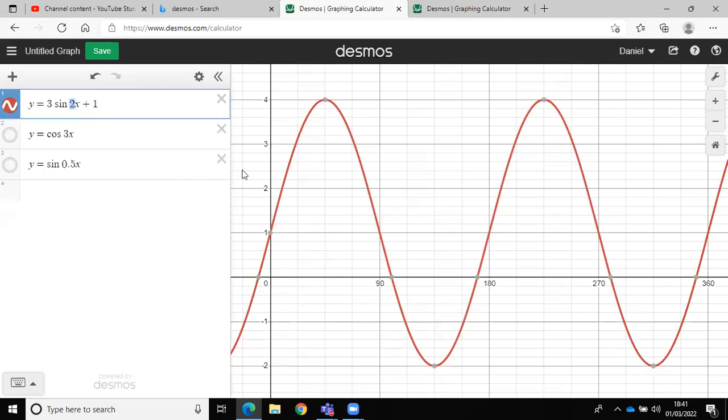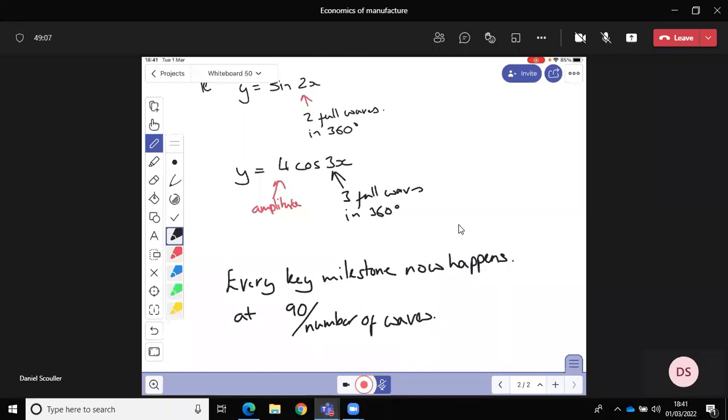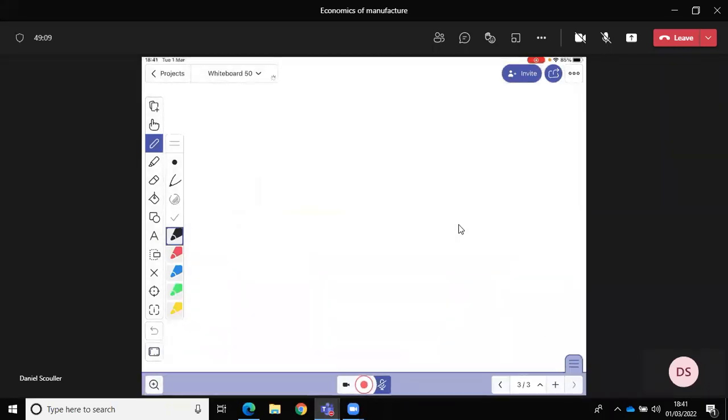Let's sketch that, because that's what you'll be asked to do. You will not be given Desmos. Let's sketch a couple.